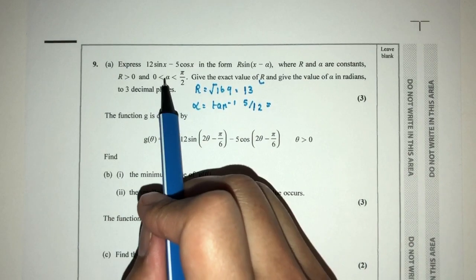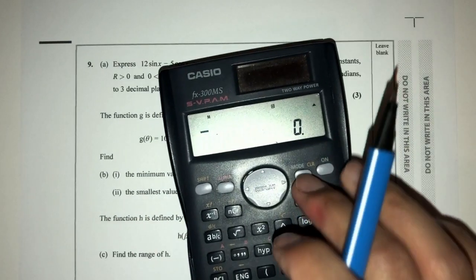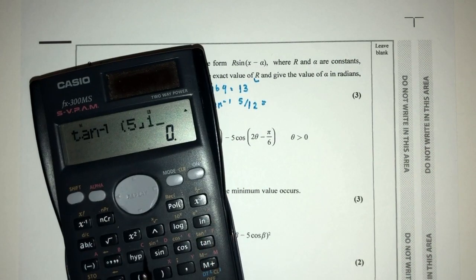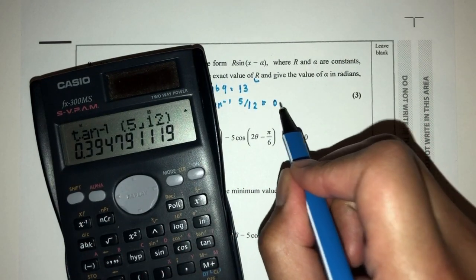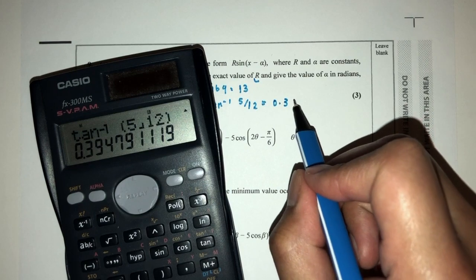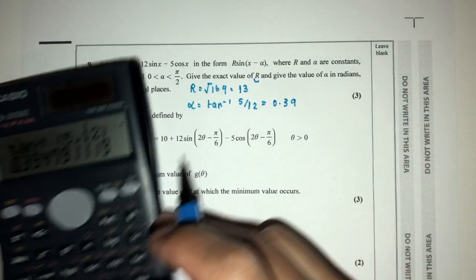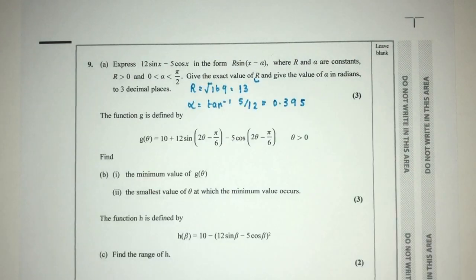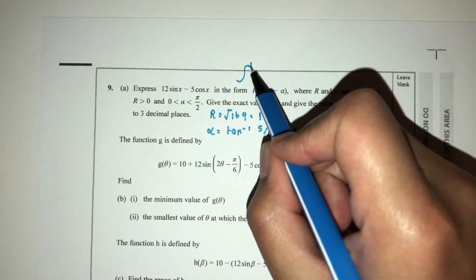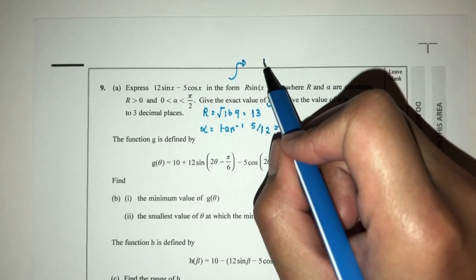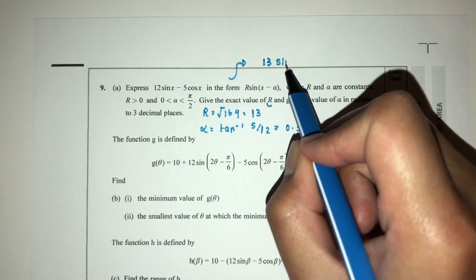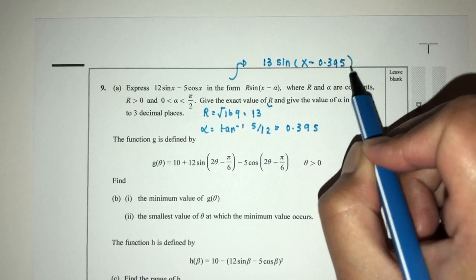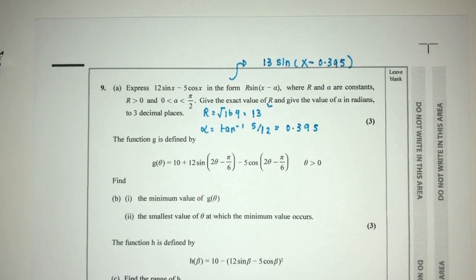So here we have it in terms of radians, so my mode here will be radians. Tan inverse of 5 over 12. That will be what? That will be 0.395, correct to 3 decimal places. Right. So from this we conclude that you have 13 sine of x minus 0.395. That will be part 1 of the question.